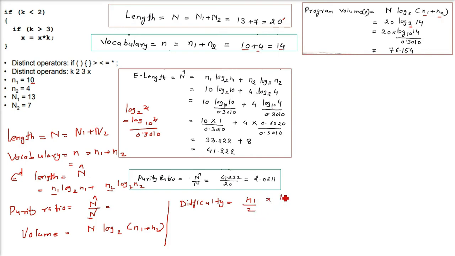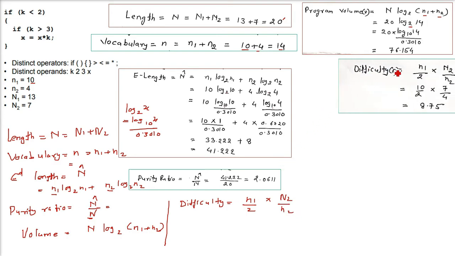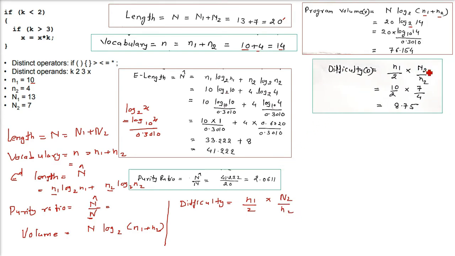Capital N2 by small n2. Okay. Now you see here, n1 is 10, capital N2 is 7, small n2 is 4. So it will be 8.75. Now let me tell you one more thing.